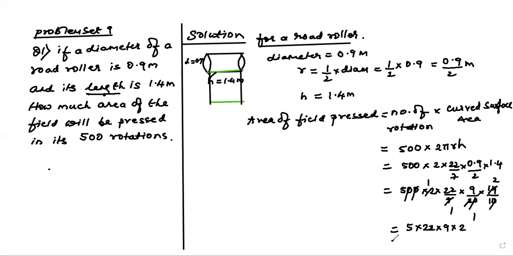Okay, what will happen here? You can see here, this will become 1980 square meter. So how much land will get pressed by its 500 revolutions is 1980 square meter. Very important sum. I hope everybody understood it. We go to the next sum, children.